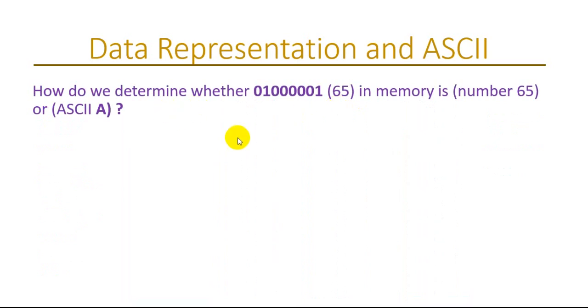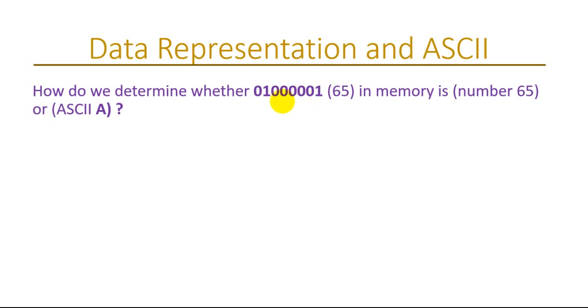So this is the question I'm going to ask you. How do we determine whether the 0, 1 and 5 zeros and 1, which is 65, that we have recorded in the computer's memory, is the number 65 or is it ASCII-A? How do we determine that? Because whether it is binary 65 or ASCII-A 65, the representation is the same. This is what the memory will have. So how do we know what this is?